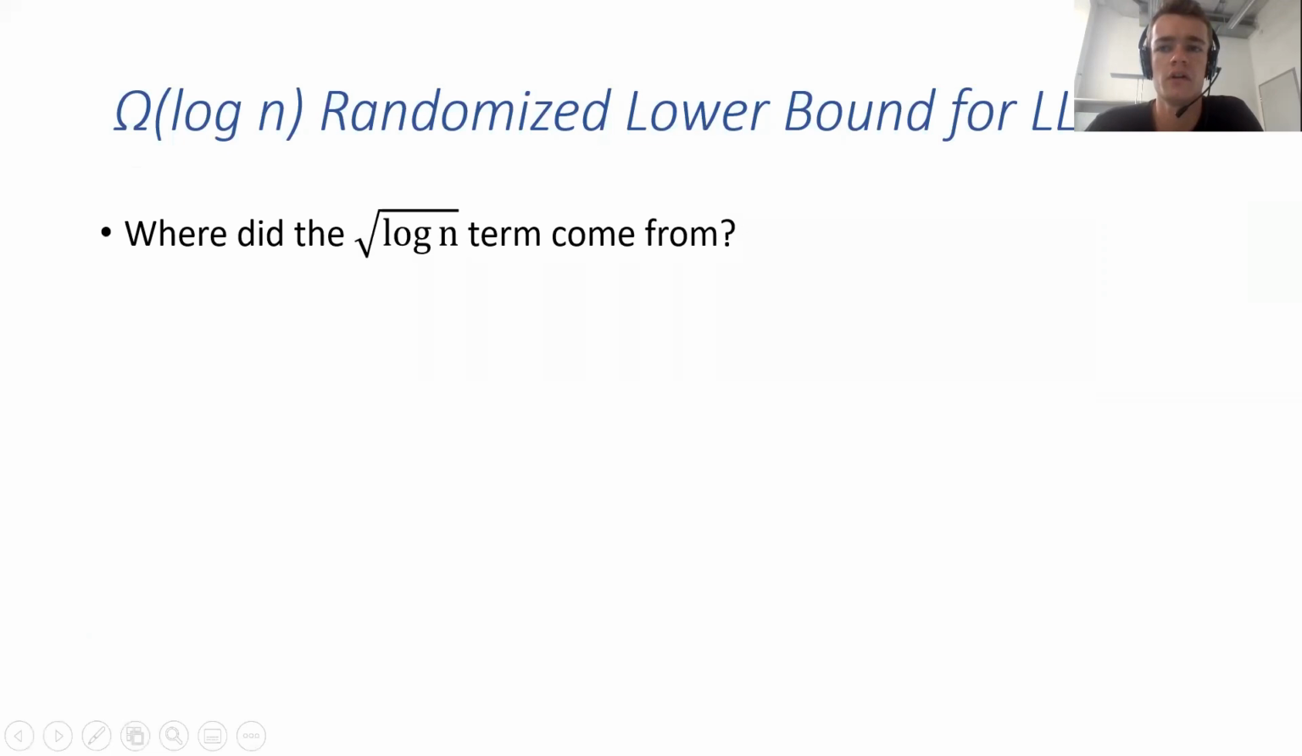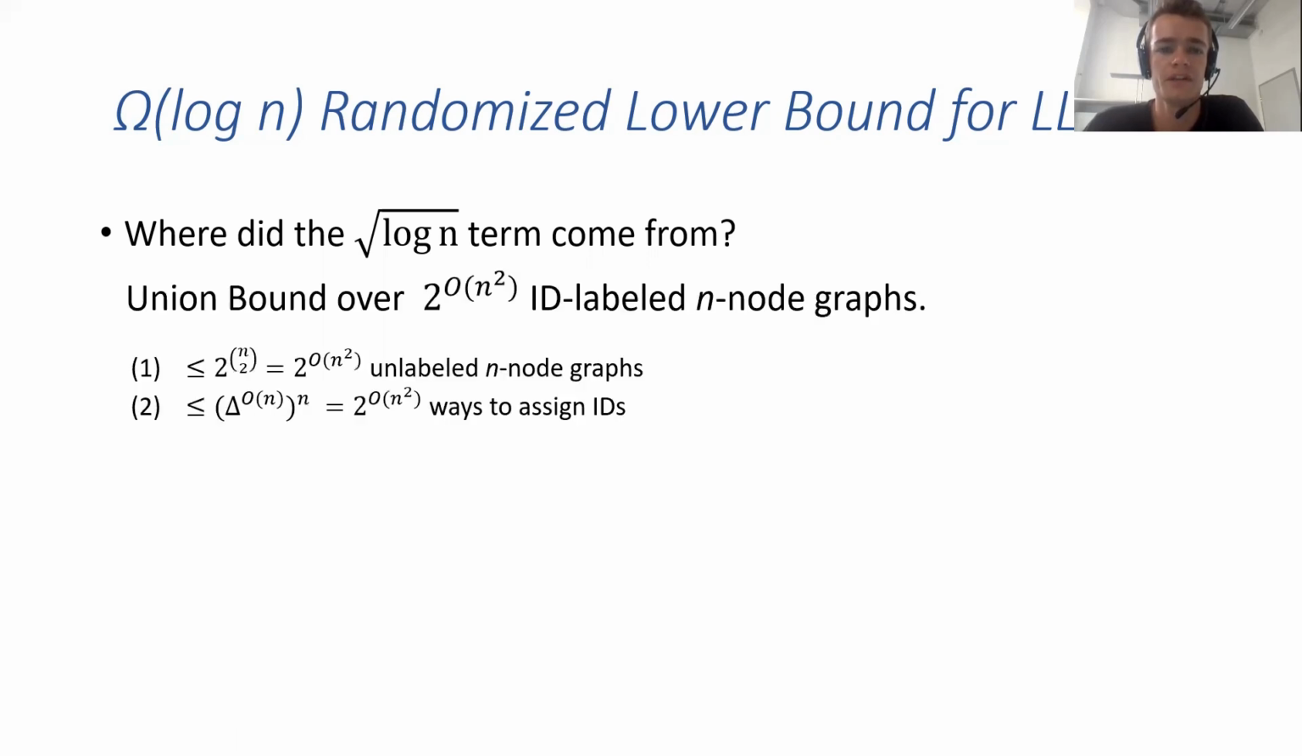Okay, so how can we show an omega of log N randomized lower bound for the distributed LLL? The question one needs to ask is, where did this square root log N term come from? And the answer is it came from this union bound over 2 to the order N squared ID labeled N-node graphs, where first we upper bounded the number of unlabeled N-node graphs, and then also the number of ways to assign IDs.